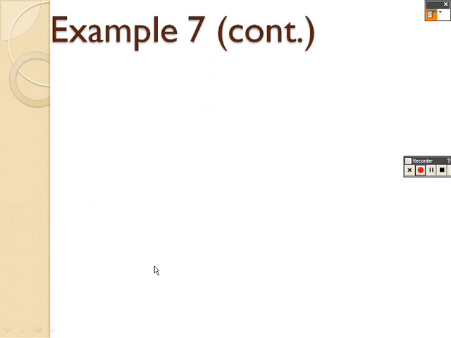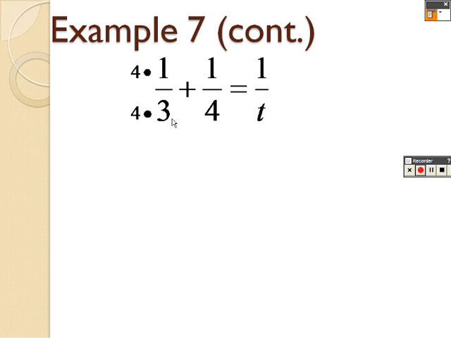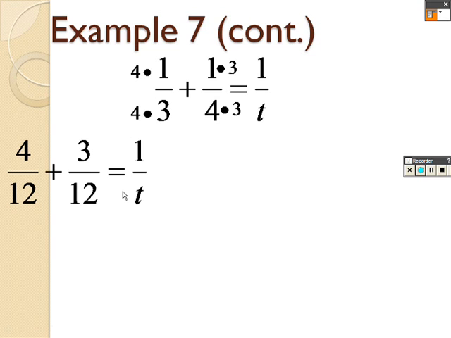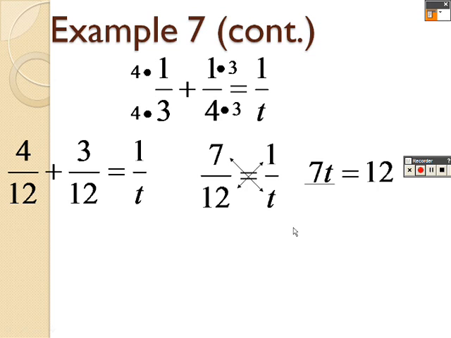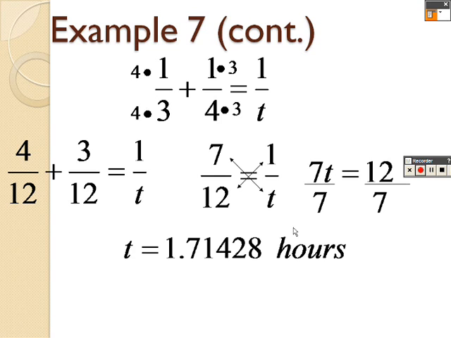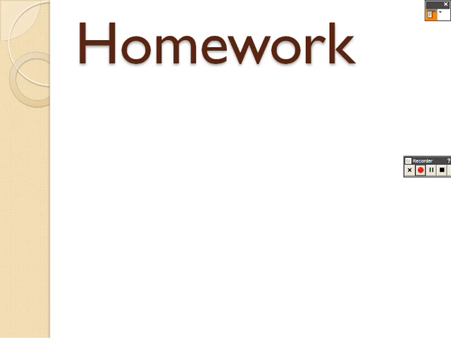So all we need to do is find a common denominator. So 1/3 and 1/4. To find a common denominator, I'm going to multiply this side by 4 and this side by 3. So I get 4/12 and 3/12. When I combine those, I end up getting 7/12 equals 1/t. If I wanted to, I can cross multiply to get 7t equals 12. I divide both sides by 7, and I get t equals 1.71428 hours.